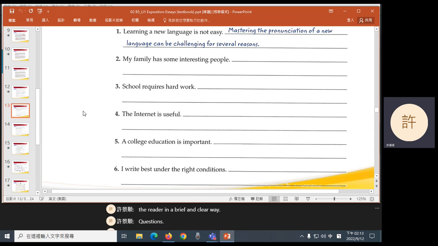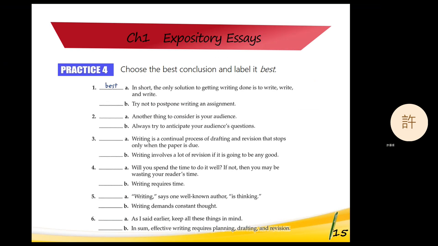Okay, so we did the introductory exercise. Now let's do the conclusion exercise. Let's do this one together. So each question gives you two sentences, and it wants you to choose the best conclusion. Let's look at the example. The first sentence says, in short, the only solution to getting writing done is to write, write, and write. The second sentence says, try not to postpone writing an assignment. Why is the first sentence a better conclusion?